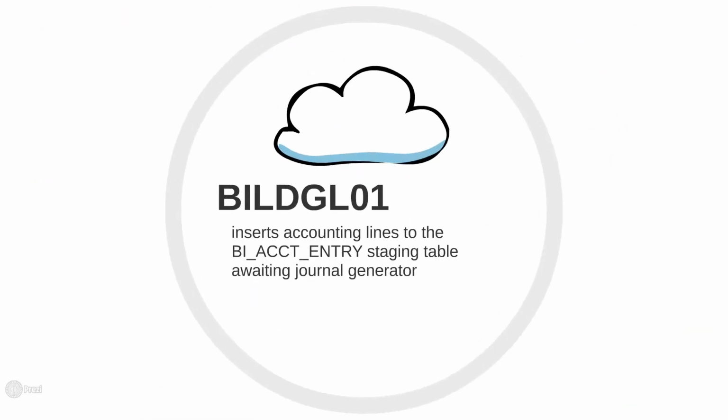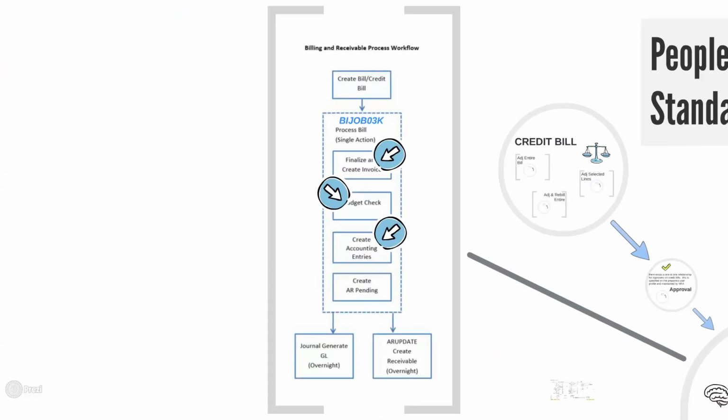The BILDGL01, it inserts accounting lines into this table. In this table, the BI count entry table is a staging table, and from that staging table the journal generator will pick up those lines and create a journal entry for us overnight. Then we'll create the AR pending item.